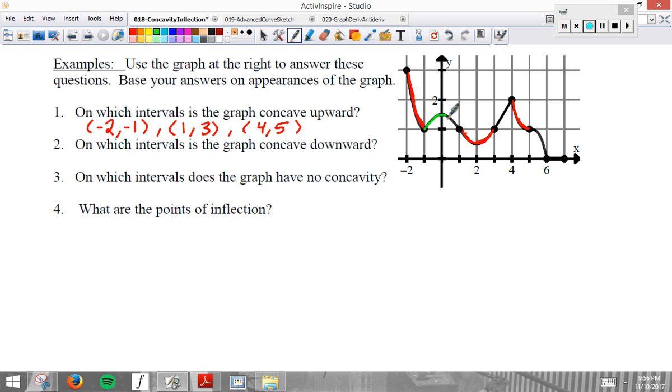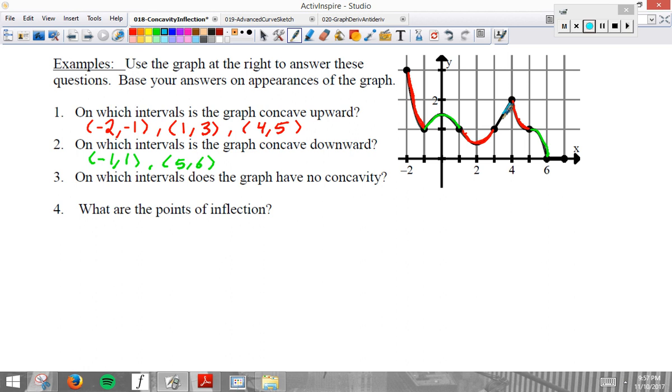This is an area where we look like a downward facing parabola. We'll call that concave down. From -1 to +1, still open parentheses, as well as this area, concave down. 5 until 6. No concavity. We're talking about no concavity for those few places where this function, this picture, this graph, has straight lines.